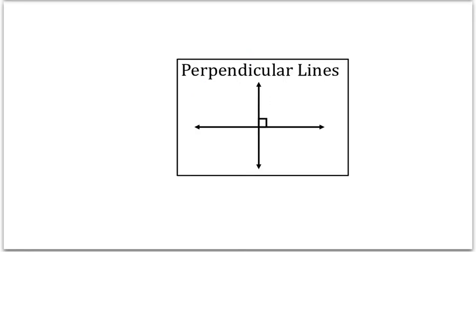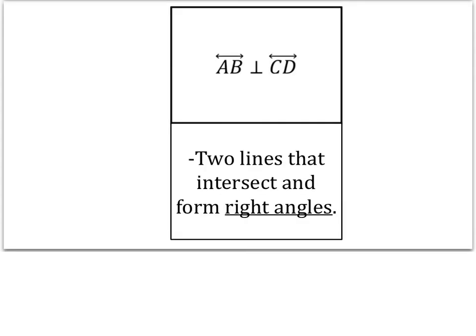Perpendicular lines. Perpendicular lines, when they intersect, create this right angle. So for instance, this symbol here, let me do that again. This symbol means perpendicular. Okay, and perpendicular lines are two lines that intersect and form right angles, as you saw in the picture.